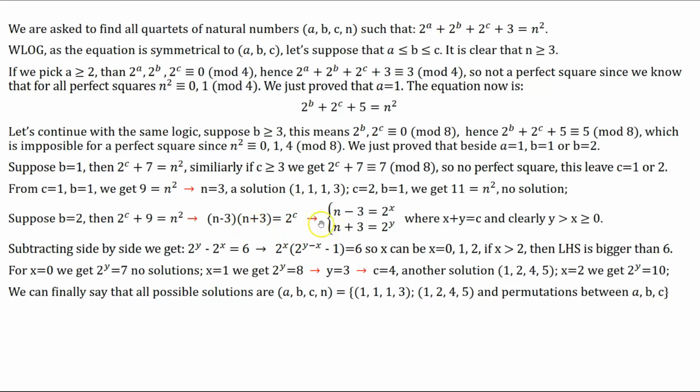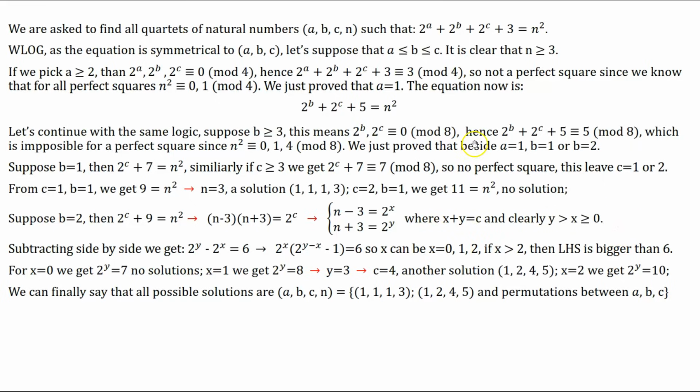We can say that c is equal to x plus y, where n minus 3 is equal to 2 to the power x, and n plus 3 is equal to 2 to the power y, where x plus y is equal to c, and of course y is greater than x because n plus 3 is greater than n minus 3. And given that we already defined that n is greater or equal to 3, they both will be positive numbers.